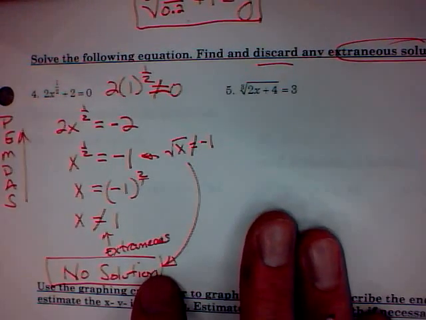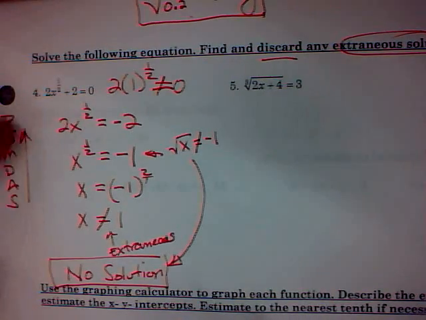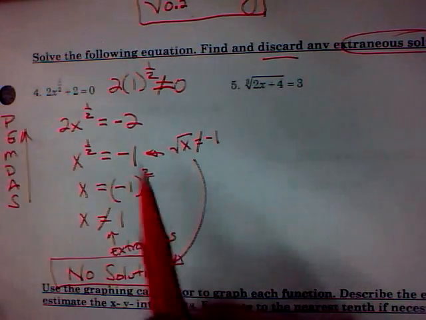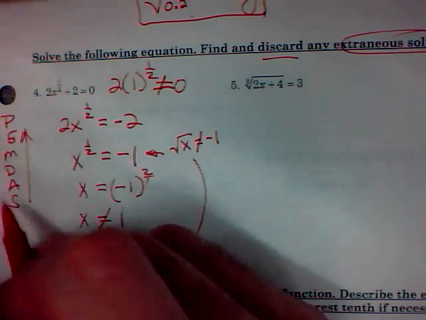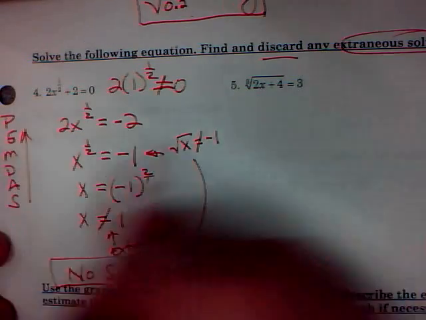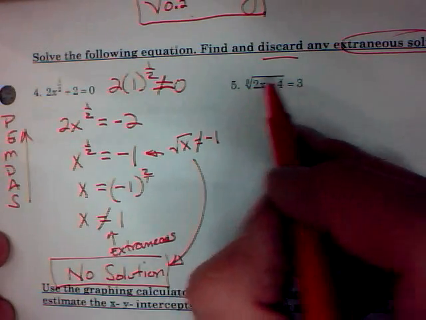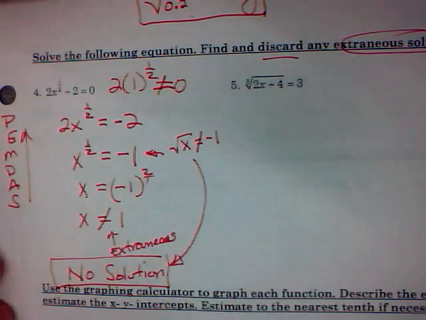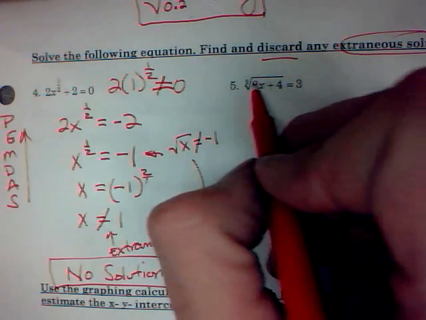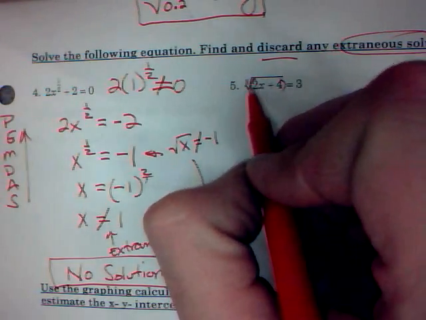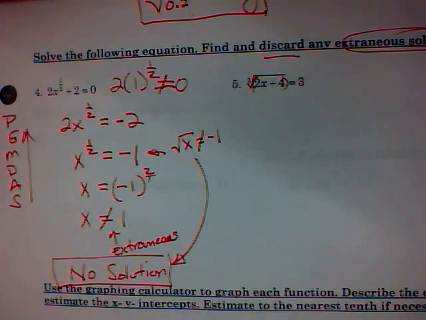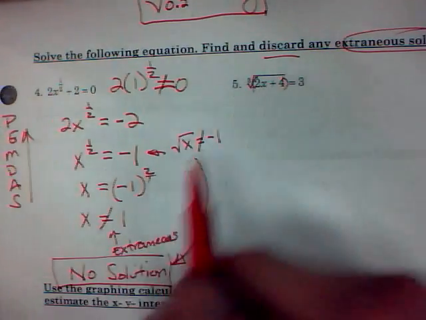So let's try number 5. On number 5, again, we're going to work through the PEMDAS here. So we need to get x by itself. So since all of this is underneath this radical there, you can think of this as being in parentheses inside here because all of this is under the radical. We need to get rid of that radical first.